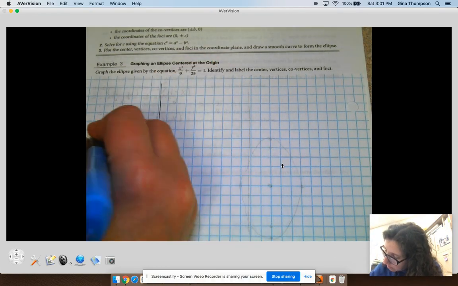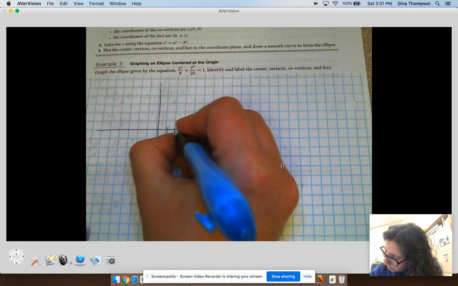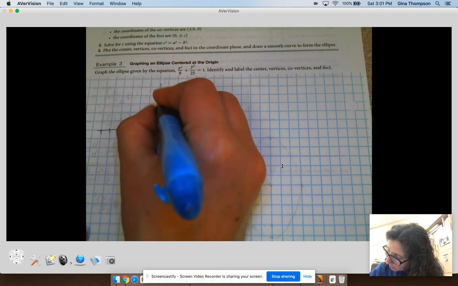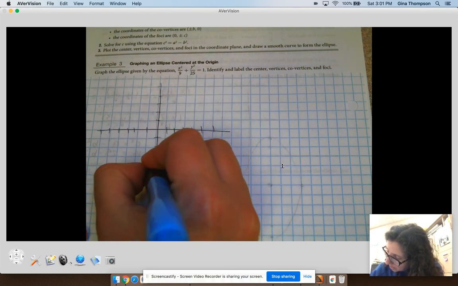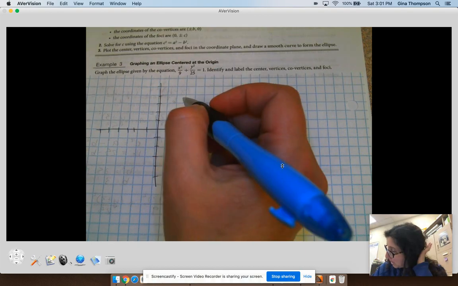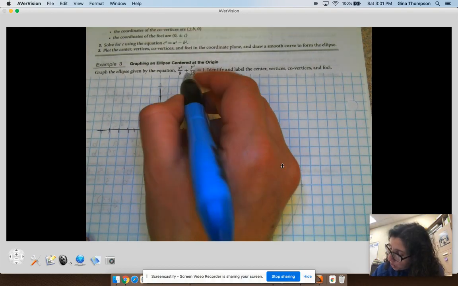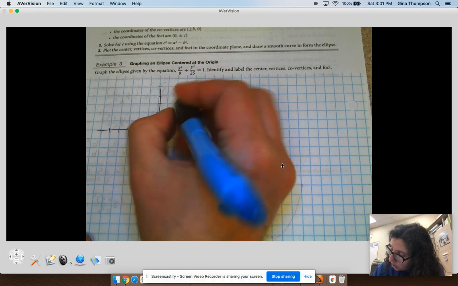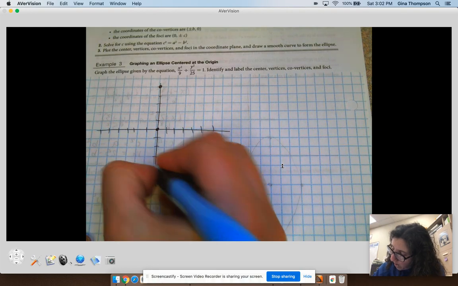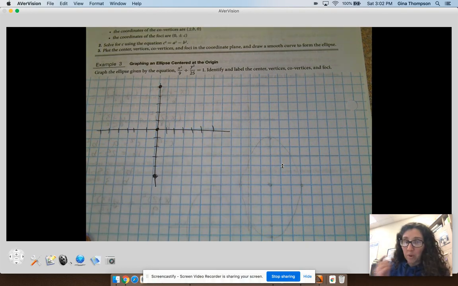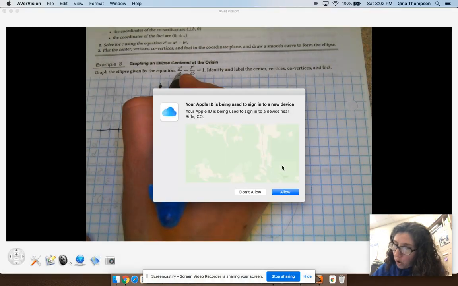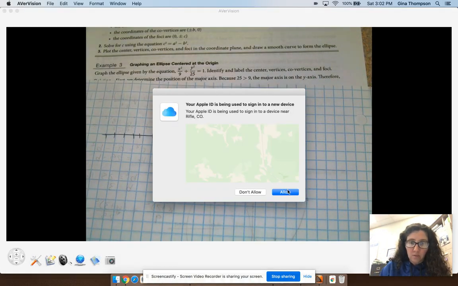2, 3, 4, 5, 6. Guess I don't really need to do that since I have graph paper. All right. So what's this going to look like? We'll go 5 units along the y-axis. So here's our center. And we'll go 1, 2, 3, 4, 5. 1, 2, 3, 4, 5. Either way away from the center. And then our co-vertices. Okay.